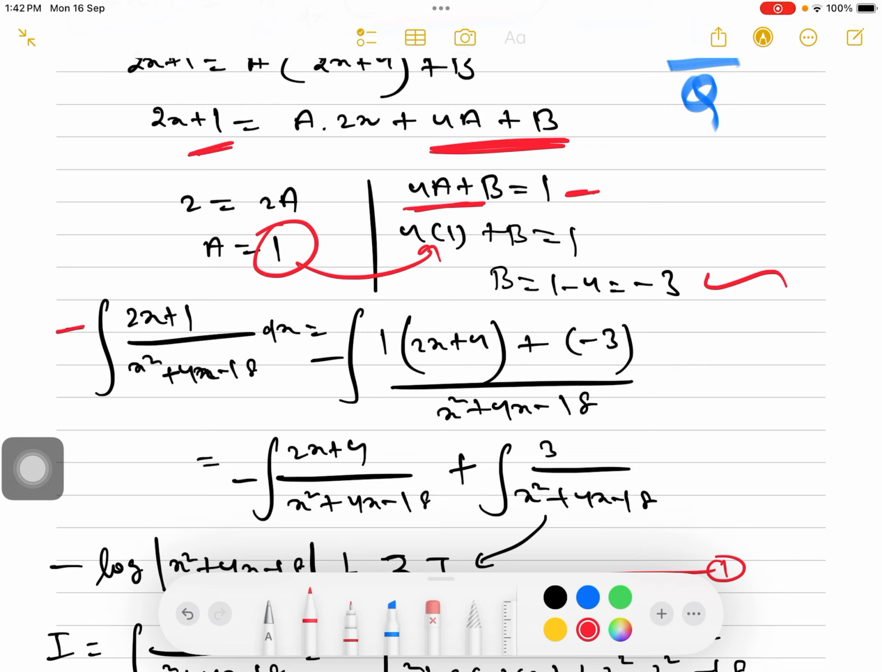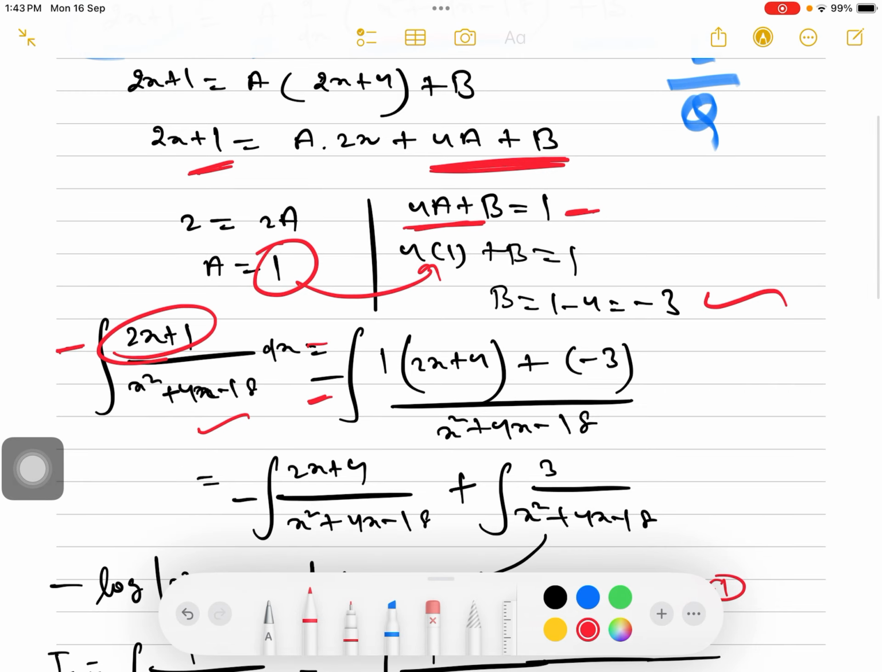Our integration, with the minus sign taken common out, is (2x + 1) by (x² + 4x - 18) dx, which we have to integrate. So it equals the minus sign as it is, common out. Now see, this linear function 2x + 1 equals a into the derivative of the denominator, the quadratic, plus b. The value of a is 1, so 1 into the derivative of the denominator, which is 2x + 4, plus the b value we have got, -3.